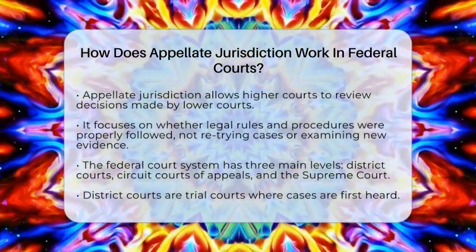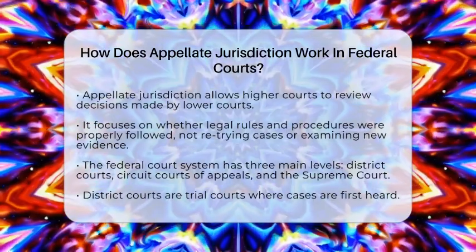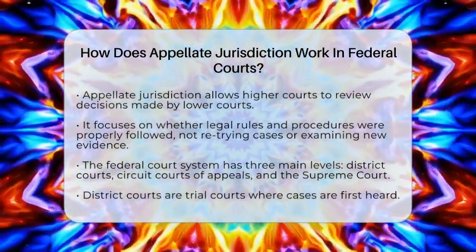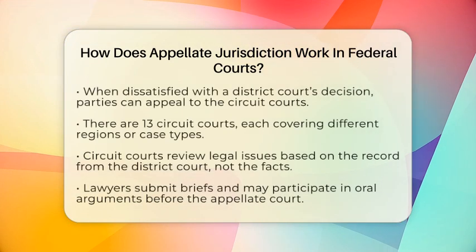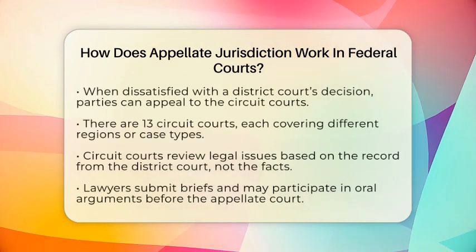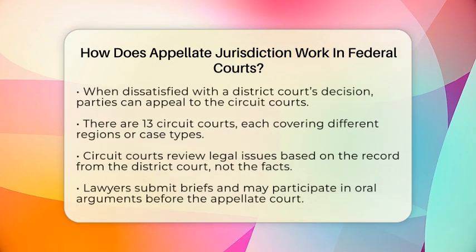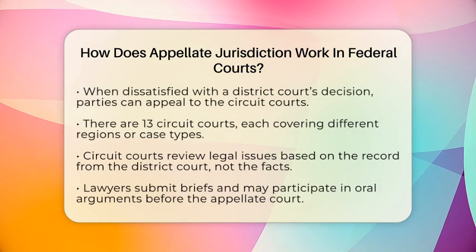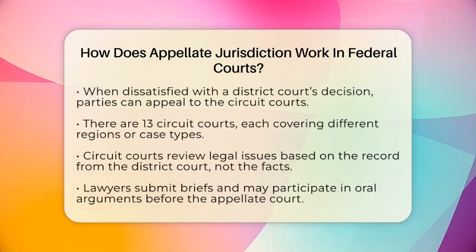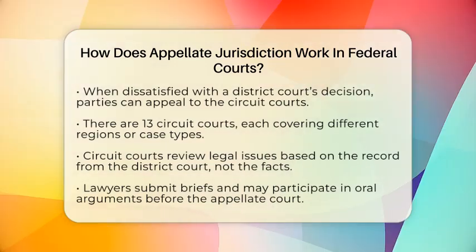In the federal court system, there are three main levels. The first is the district courts, which are trial courts where cases are first heard. When someone is unhappy with a district court's decision, they can file an appeal with the Circuit Court of Appeals. There are 13 of these circuits, each covering different parts of the country or specific types of cases.